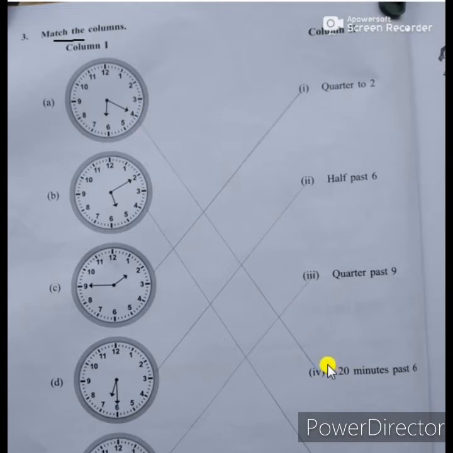Where is that answer? The answer is fourth, 20 minutes past 6. So I have drawn the line there. The first clock is showing the time 20 minutes past 6. That is the answer for the first clock.